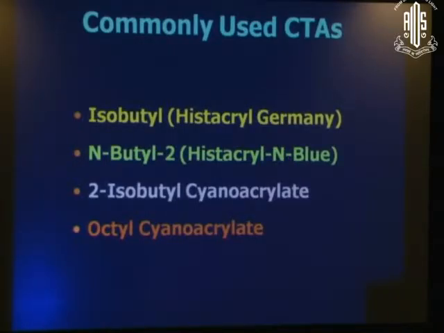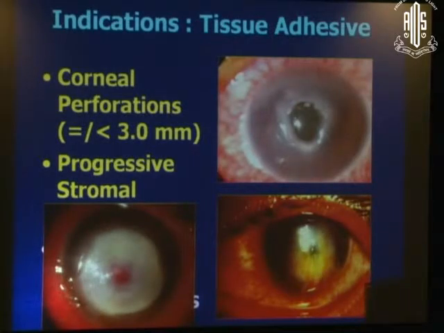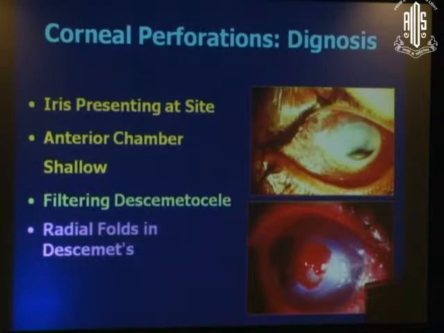Earlier we used to have a lot of difficulty in procuring these because they were not available. Now it's freely available in our own country, and anybody can have access to that. These are some of the indications, like corneal perforation less than 3 millimeter, or impending corneal perforations, or even infective corneal perforations. We can use tissue adhesives.